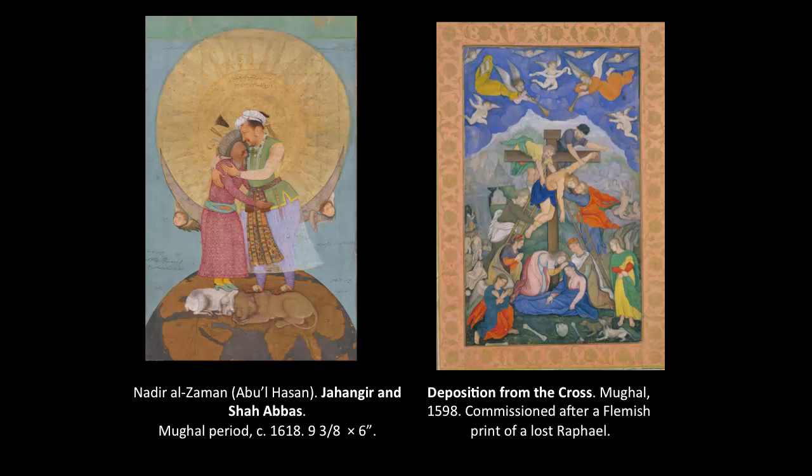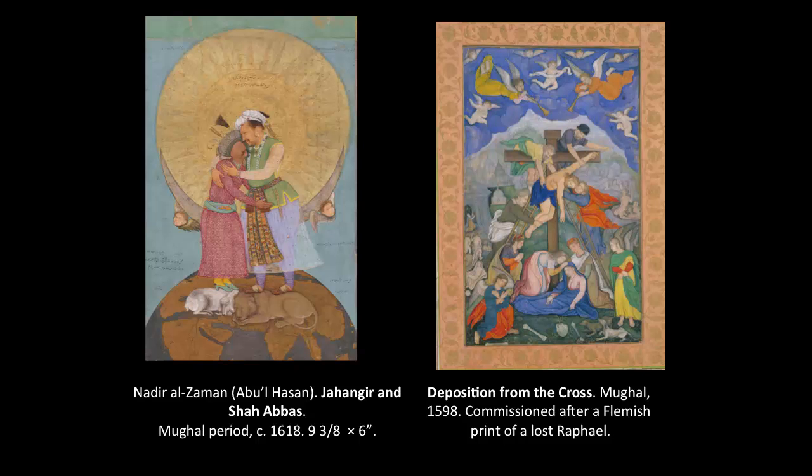So I just want to compare very briefly this illustration of Jahangir and Shah Abbas with an image that was produced around the same time, also at the Mughal court of Jahangir. It is further proof of a cultural crossover and exchange in this period. We can see that these two images draw on many of the same colors. The type of illustration looks the same, but the subject is quite different.